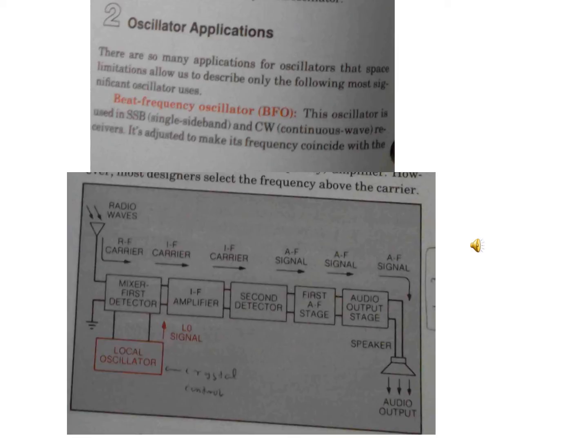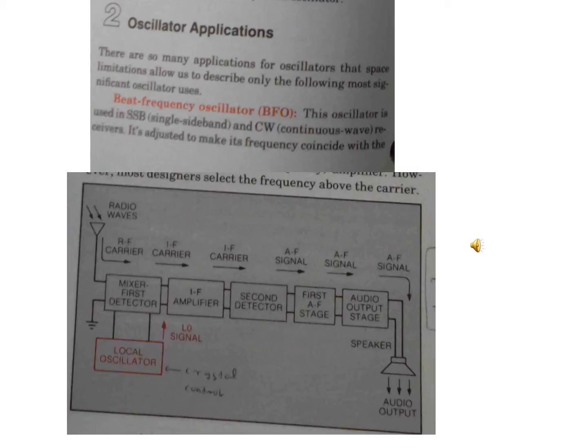Next one is the oscillator application. So in the diagram we can see the oscillator. That will be the BFO, the beat frequency oscillator. This beat frequency oscillator is utilized for the SSB single sideband circuit and the CW continuous wave circuit.